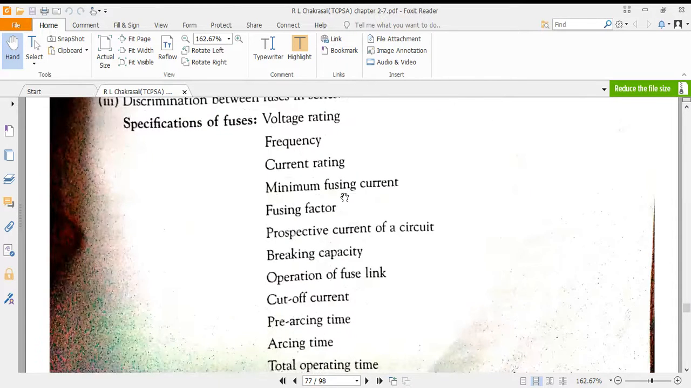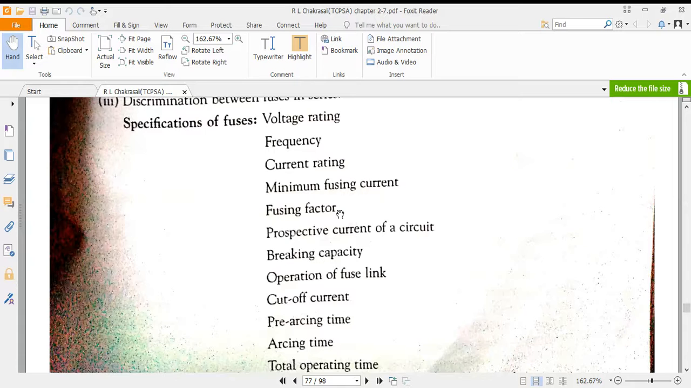General specification of the fuses: voltage rating, frequency, current rating. These are the standard things for any electrical equipment. Maximum fusing current. Maximum fusing current means that current it can safely flow, beyond which it melts.